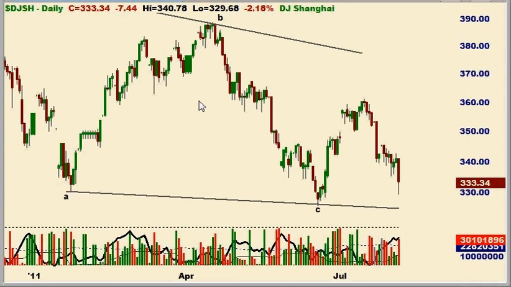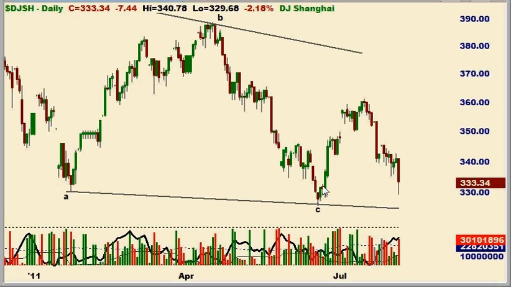And finally, here's the Dow Jones Shanghai Index, and I've showed a larger variation of this chart before, and as you can see, I've labeled this A, B, C. Interesting to note, we have not taken out the June lows basis the Dow Shanghai. So I think that is supportive for the market.